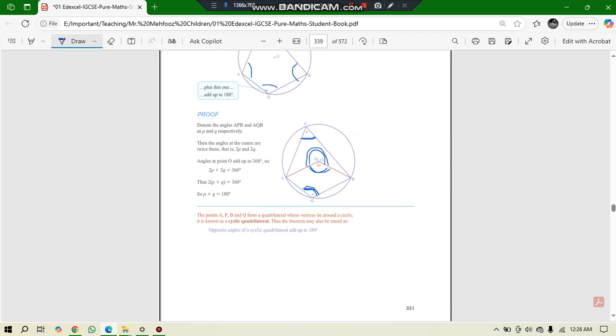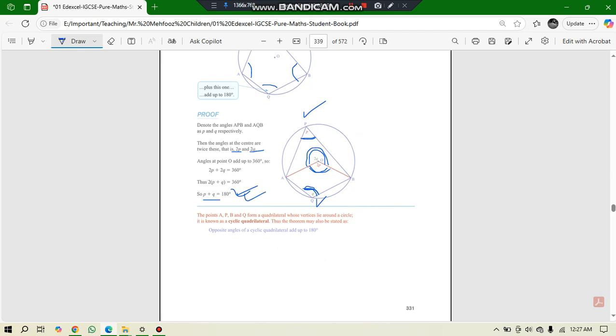This is the phenomenon used in this figure. Then the angles at the center are twice these, that is 2P and 2Q, as we have discussed. So the angles at point O add up to 360. It means that 2P plus 2Q is equal to 360. So 2 times (P plus Q) is equal to 360, and P plus Q add up to 180. What is P? That is this one. What is Q? That is this one. So they are opposite angles, so they are added and your answer will be 180. This is the proof of this theorem, right?